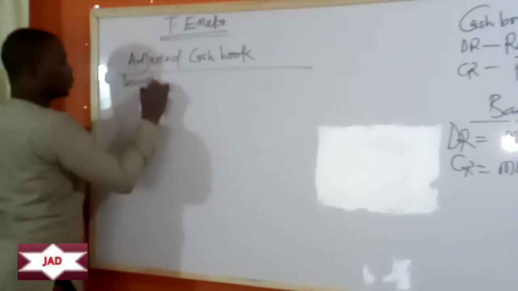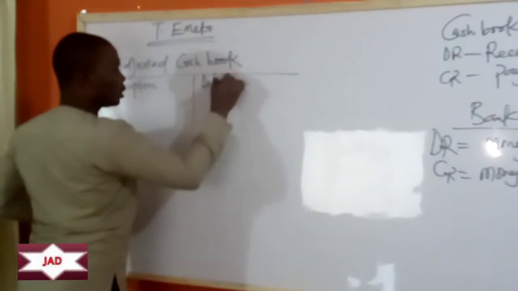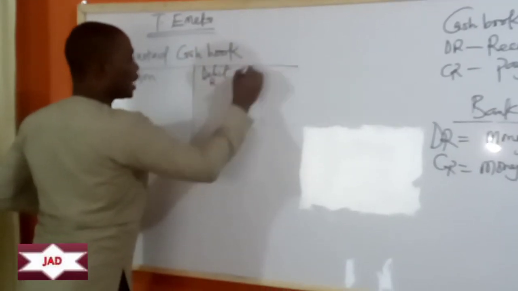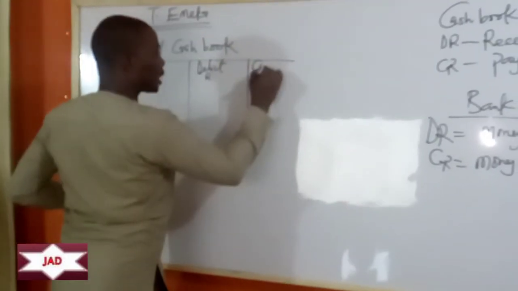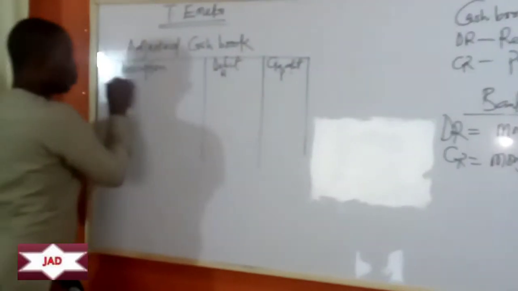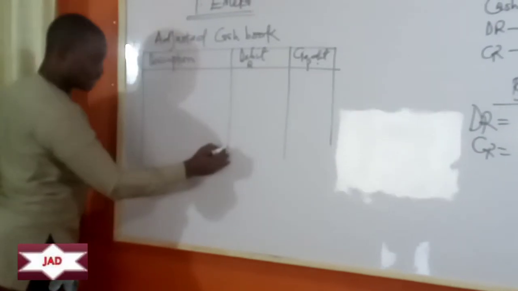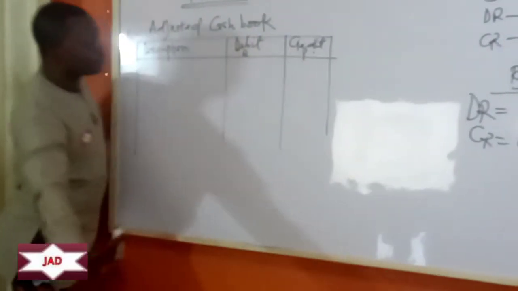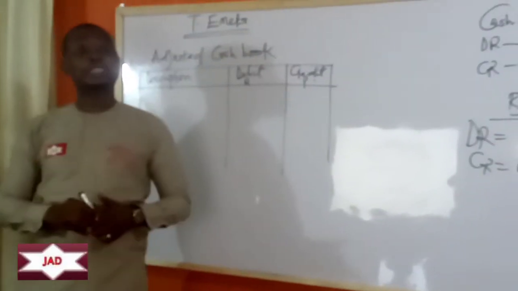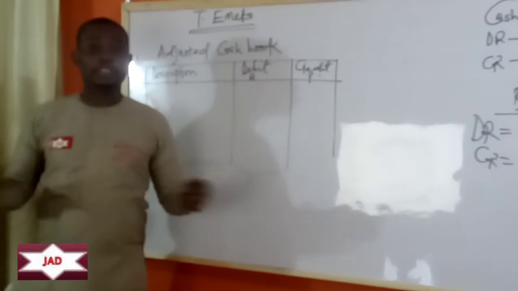let's call it the description, and then we have debit for money that comes in, receipts, and then we have credits for money that goes out, that's payment. So basically, we are trying to adjust the cash book. So what we are saying is that first thing first, we must know what is the balance that the cash book is having before we actually got the bank statement.